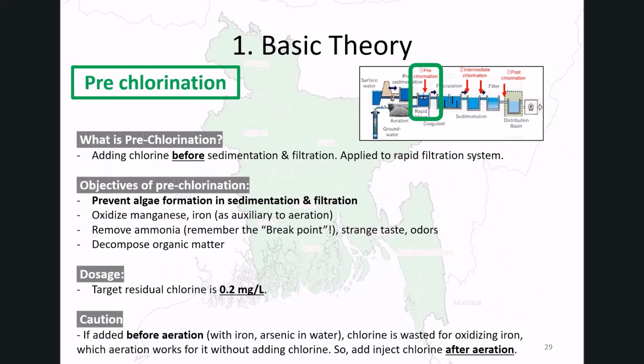Pre-chlorination means adding chlorine before sedimentation and filtration. It is mainly applied in rapid filtration systems. Its objectives include preventing algae formation in sedimentation tanks and filters, oxidizing manganese and iron, removing ammonia, and reducing strange taste and odors. It also helps decompose organic matter. The target residual chlorine at this stage is about 0.2 milligrams per liter.